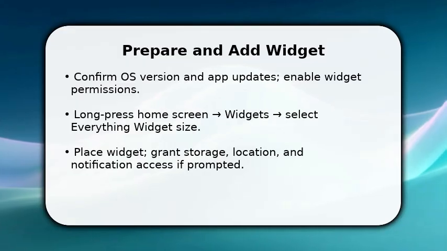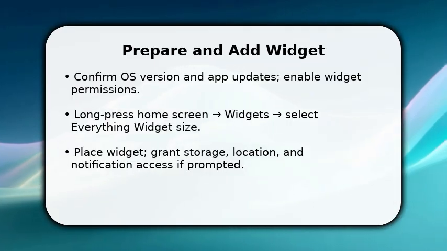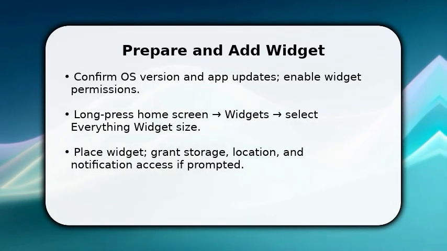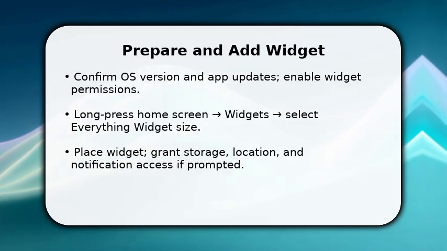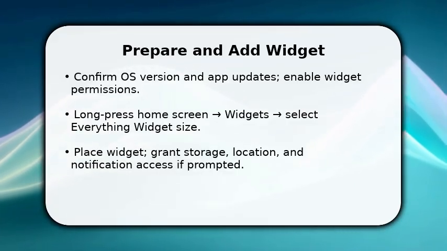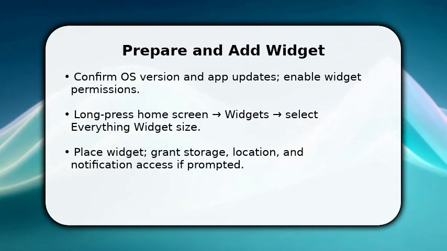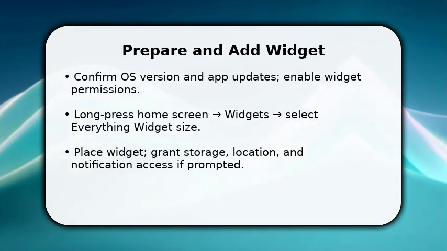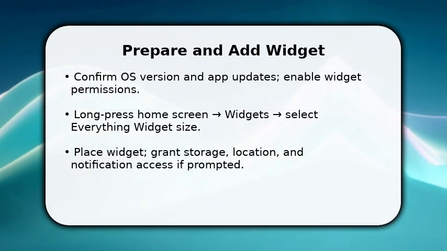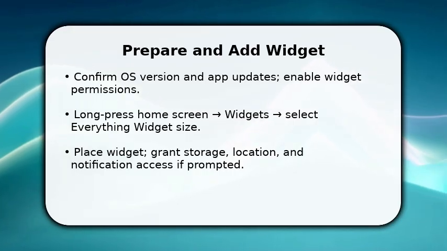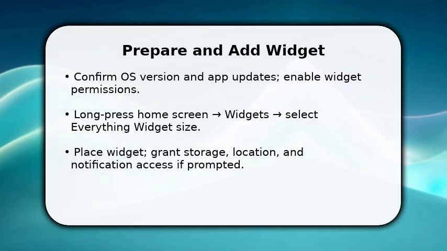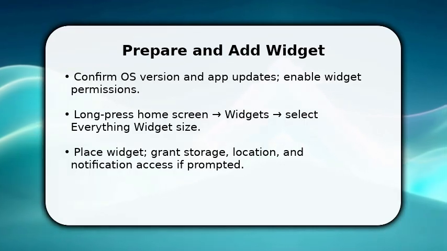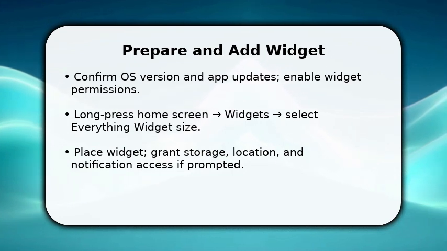You start by checking prerequisites. Make sure your device OS and the Everything app are up to date and permissions are allowed. Once done, long press an empty area on your home screen, tap Widgets, and choose the Everything widget size that fits your layout. After placing the widget, grant the requested permissions, storage, location, and notifications, so the widget can index content and show live updates. This step unlocks full functionality and prevents missing results when you search.